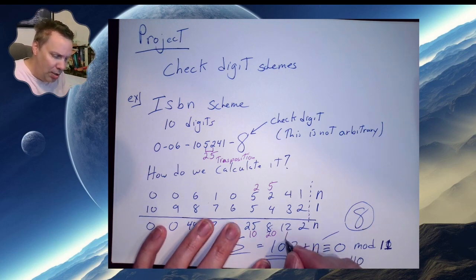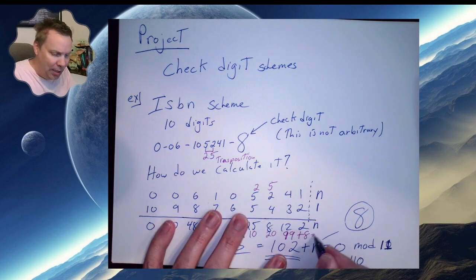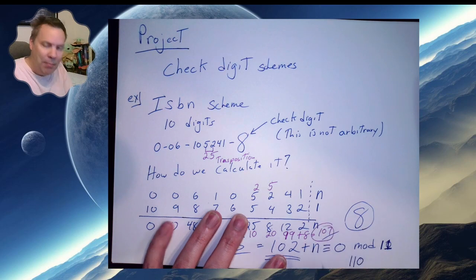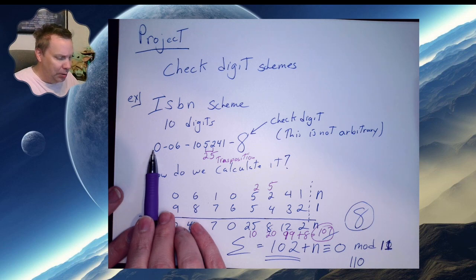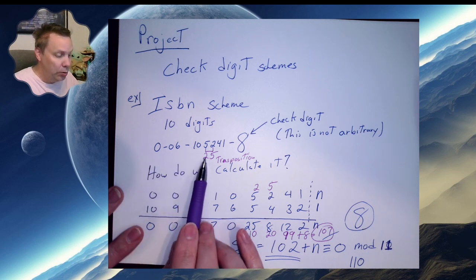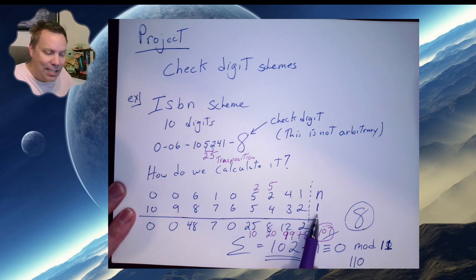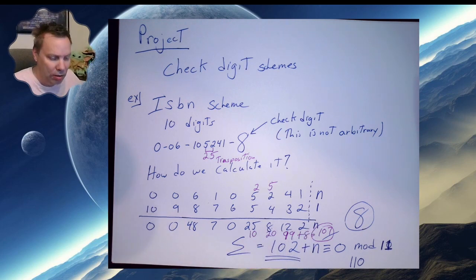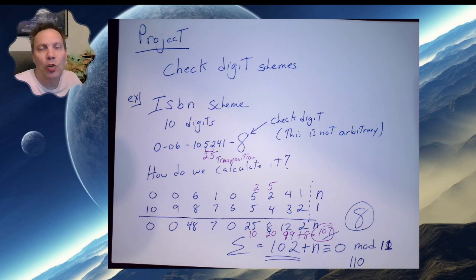So my sum is going to be 99. And now if I add 8 to it, I get 107. Is this a multiple of 11? It is not. So therefore, if I choose 00610254118, if I accidentally switch the 2 and the 5, when I do this weighted sum, it doesn't turn out to be 0 mod 11. So this particular scheme catches an error called a transposition.